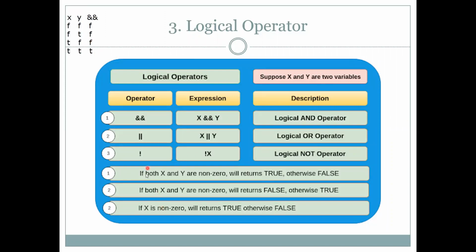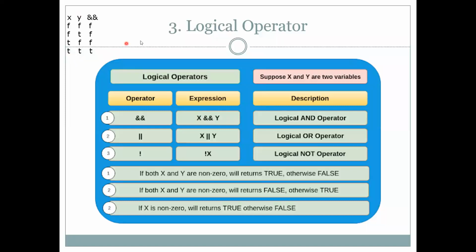Okay. So if both x and y are non-zero, non-zero means true. Okay. Zero means false, non-zero means true. It will return true. Otherwise, in every case, it is false. You can see this in the table. When any single input or both inputs are false, then your output is false. Okay. It is true only when both the operands are true.